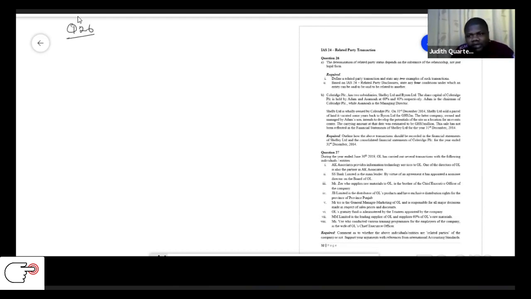They can give a loan to themselves. They can sell goods to themselves. They can deliver services to themselves. Any transaction can be. Leasing, yes, it's part. They are all related party transactions. These are examples. Let's move on.